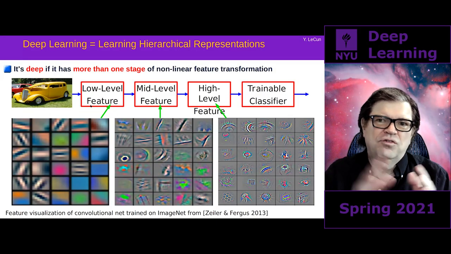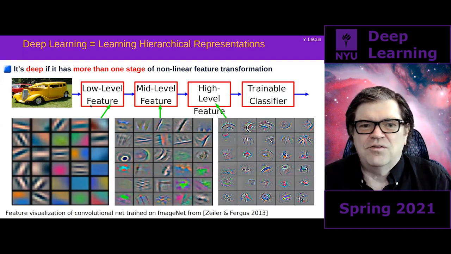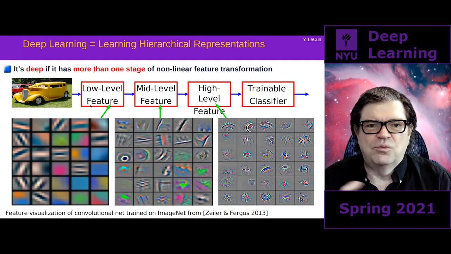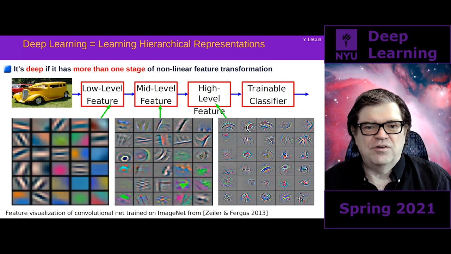So why do we need to stack layers in ConvNets? Why is it interesting to stack layers? For the same reason that deep learning is a good idea. We need to stack layers because the world is compositional in a way, and I alluded to this a little last time.